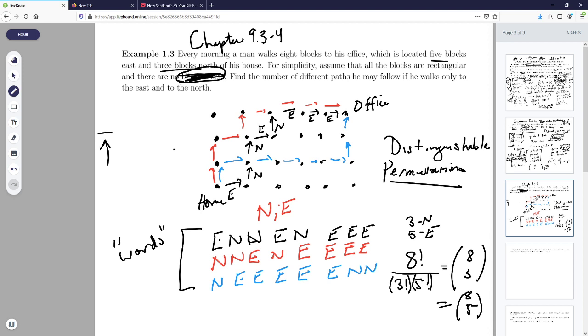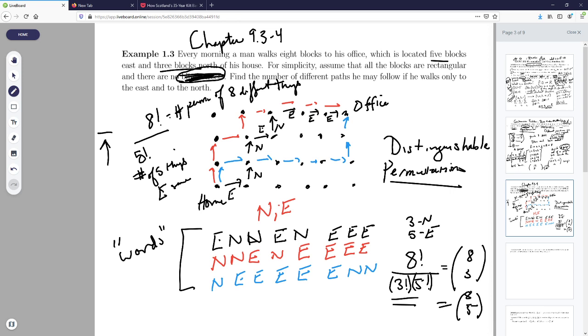So this one is a good problem because it shows you how. Oh, so the thing is, remember that 8 factorial is the number of permutations of 8 different things. And then what we have to do is divide by 5 factorial, which is the number of permutations of 5 things, because all of the E's are the same. And then we have to divide also by 3 factorial, because the N's are indistinguishable. So you can either consider this a distinguishable permutations problem, or a combinations problem. Because as it turns out, when you're doing distinguishable permutations of 2 things, it is always going to be equal to a combination as well.